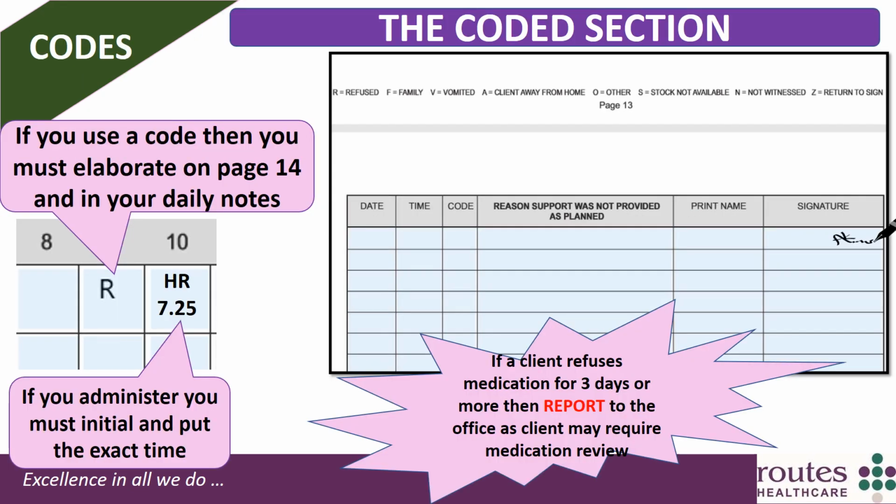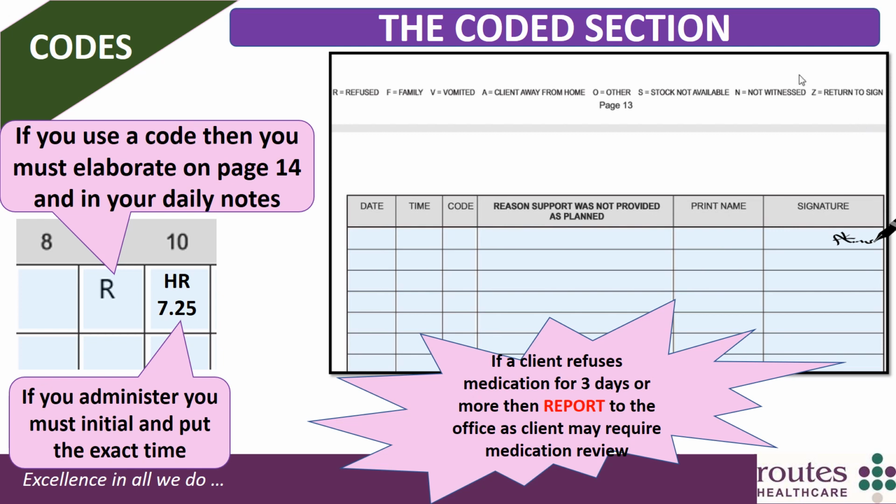You will notice the coded section on part of the MAR chart on the bottom of most of the pages. So very self-explanatory, R for refused, F for family, V for vomited, etc. Now those existing staff will notice that we've got a new sign, which is Z for return to sign. Now this is for the very, very rare occasion that you may, for whatever reason, have forgotten to sign that you've administered some medication. Once that's been investigated and we know that that medication has been administered, you will return to the property and you will put a Z in that place where you should have signed earlier.